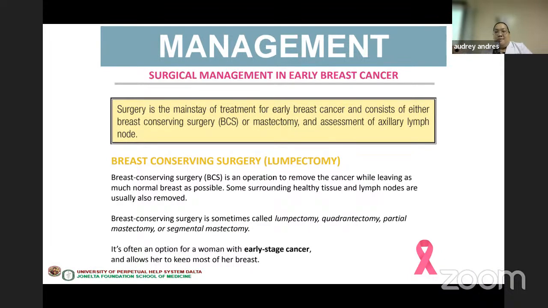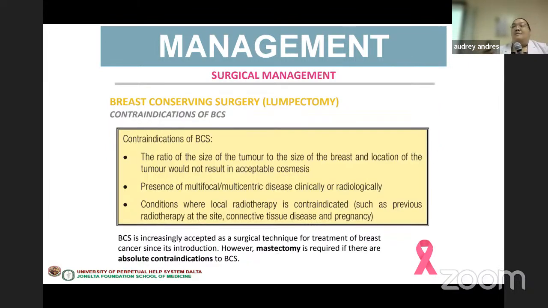How do you manage? This is nice to know, but it's important that you know how breast malignancy is managed. Of course, you have your breast conserving surgeries, for those who want to preserve their breasts. Remove cancer while leaving as much normal tissue. So this is often an option for early stage cancer. Okay? You get to keep most of the breast.